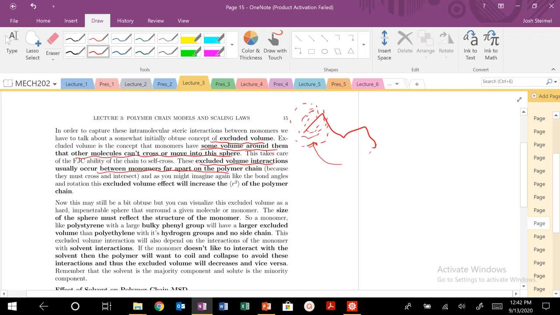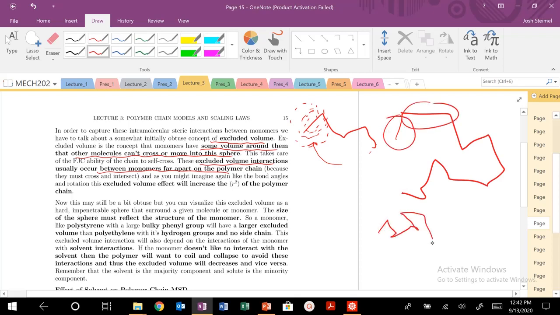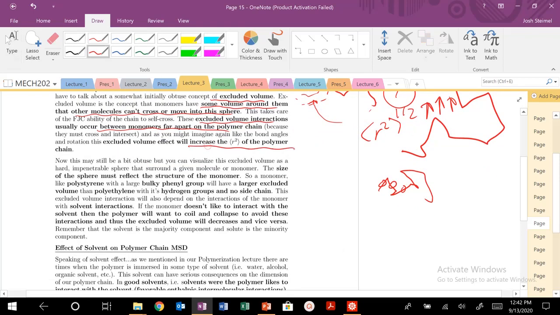So because there's some excluded volume around each monomer unit, the larger that excluded volume, the larger our RMSD, right? Because if this volume is large, as composed, let's say I have another polymer like this, here the excluded volume is smaller, so this can be more compact. Larger excluded volume means larger R squared. RMS distance increases as well. Excellent. So it will increase the R squared of the polymer chain.